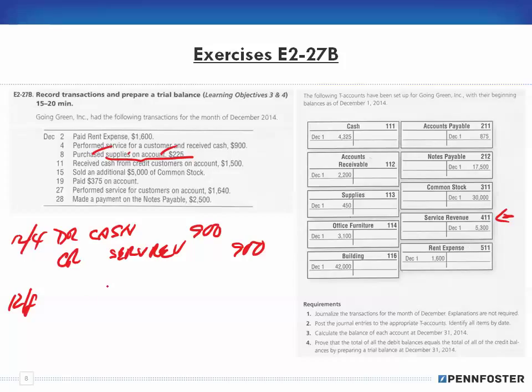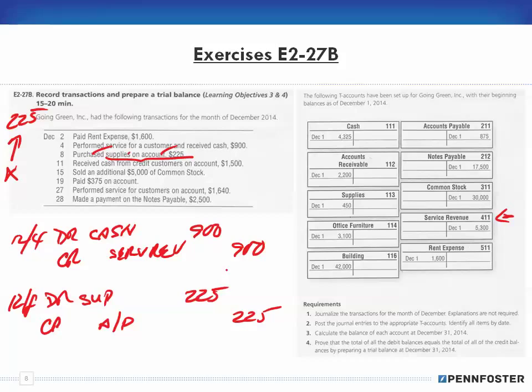I am affecting my accounts payable. So my accounts payable balance is here. I'm increasing how much I owe by 225, so that's an increase in my accounts payable. So I credit accounts payable for 225, and I debit, what am I buying? I'm buying supplies for 225.